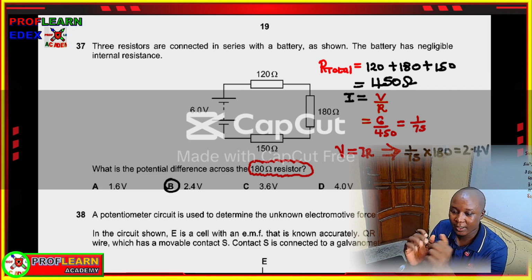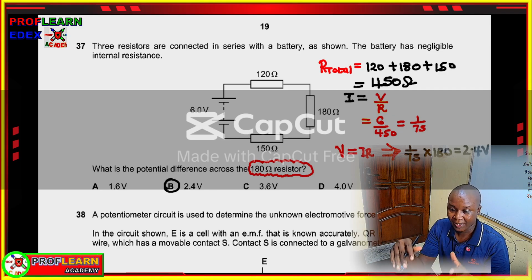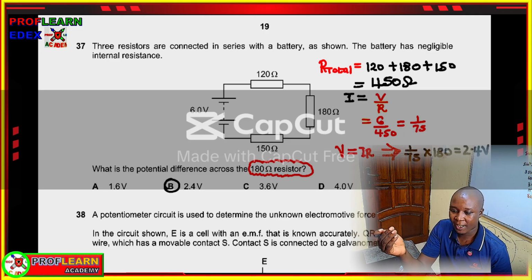And the total current in this circuit is going to translate to what? It's going to translate to 2.4 volts over 450, which is 1 over 75. Total current is going to be 1 over 75. The reason why I've left it as a fraction is so that when I multiply to get the voltage, I get the exact value.